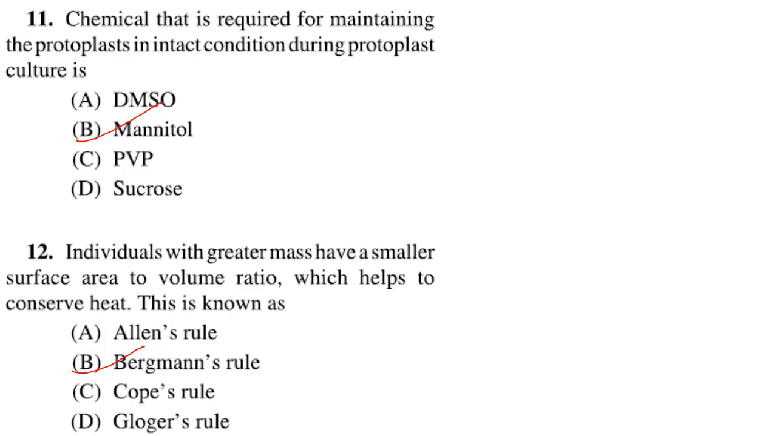Then, the chemical that is required for maintaining the protoplast in intact condition during protoplast culture is mannitol. Answer is option B. Next one. Individuals with greater mass have smaller surface area to volume ratio, which helps to conserve heat.